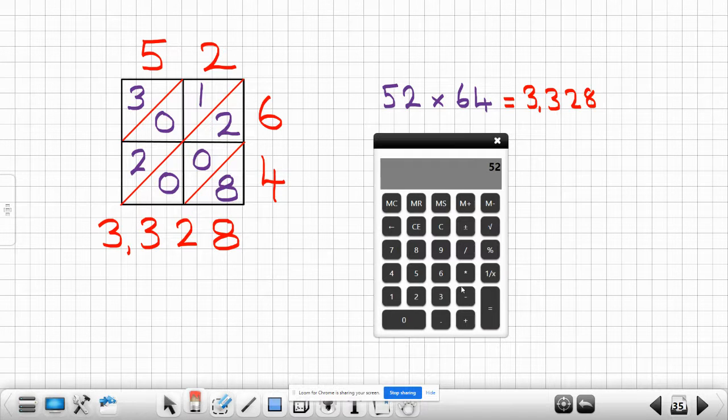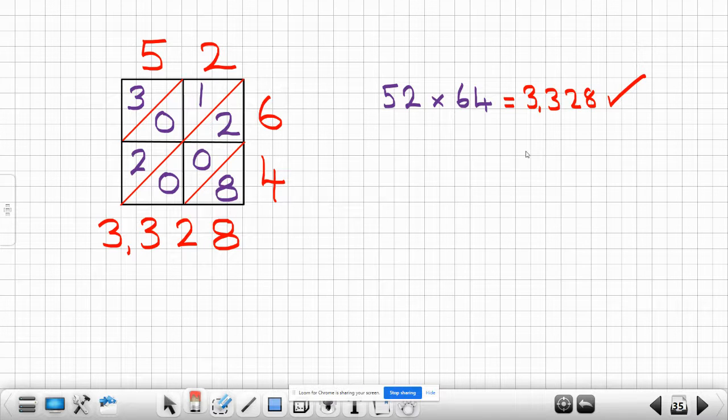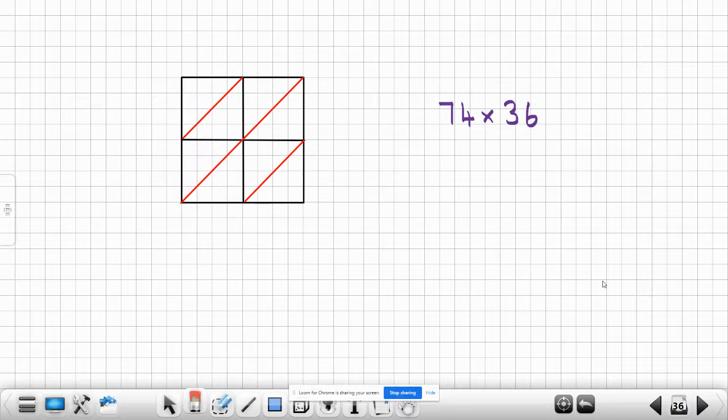52 times 64 equals 3,328. Great, so we can put a tick next to that. Okay, carry on. If you feel confident, pause. If not, stay with me.